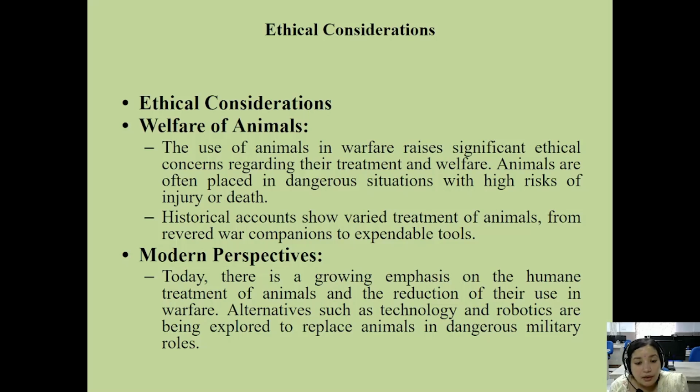Modern perspective: today there is a growing emphasis on the humane treatment of animals and the reduction of their use in warfare. Alternatives such as technology and robotics are being explored to replace animals in dangerous military roles. Animals are also living beings. They have feelings, they have emotions, they have life. So give importance to animals as well. Don't overuse animals and don't mistreat them during wars.